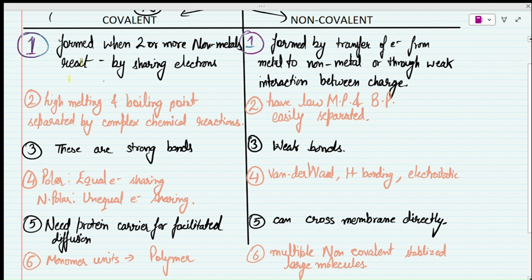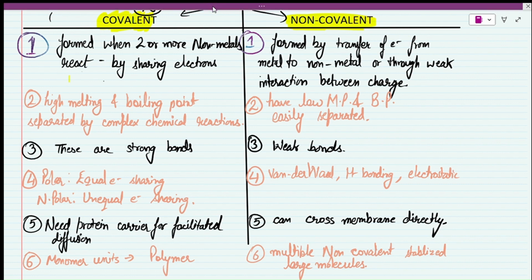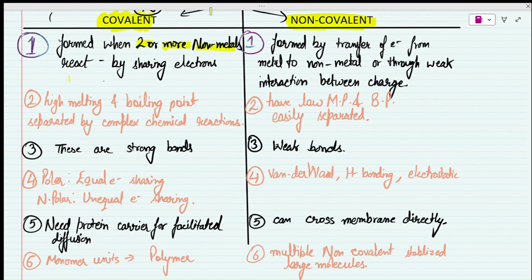I am going to use this yellow highlighter here. So follow this yellow highlighter. First of all, I am going to talk about covalent bond, and with it I am going to speak about non-covalent as well simultaneously. The first point is the covalent bond is formed when two or more non-metals react by sharing electrons. Okay, so in the covalent bond formation, there is sharing of electrons, while in the non-covalent bond formation, the electrons from metal is transferred to non-metal.